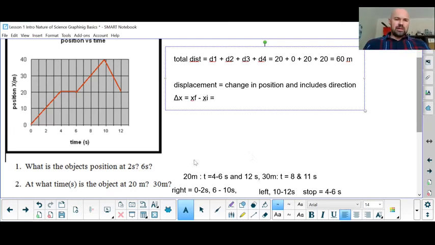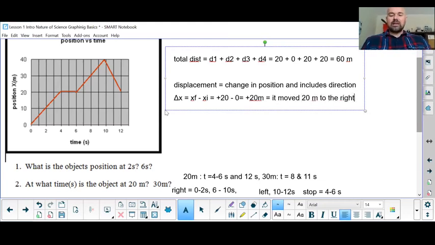So the final position of this whole thing is at 20. And it's at a positive 20 because that's its location. So I end up at positive 20. And I'm going to subtract off the initial position, which was at 0, because that's where the line started. So 20 minus 0 is a positive 20. So what that means is it moved 20 meters to the right. That's the overall displacement from where it starts to where it finishes.